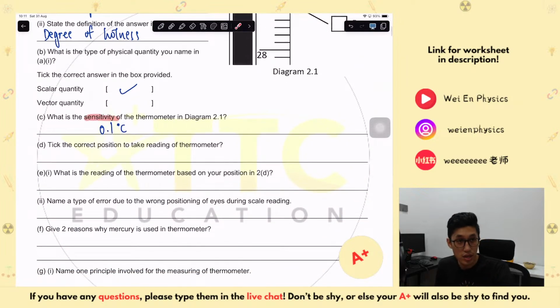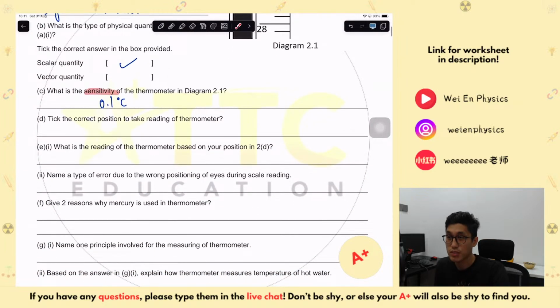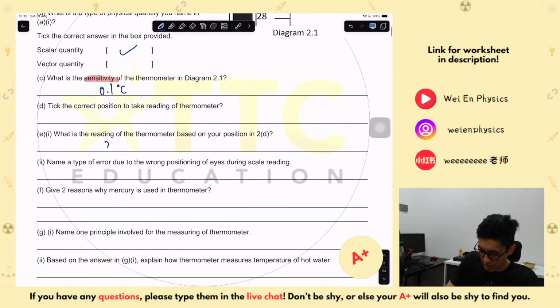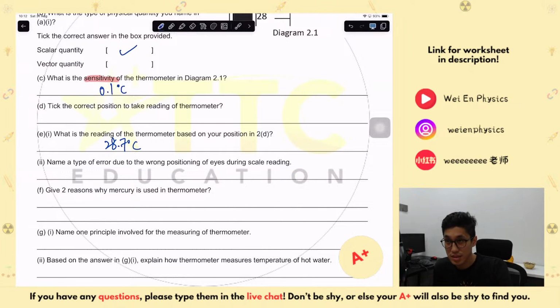Next one. What is the reading of the thermometer based on your position in 2D? We are looking at this line. This is 28.1, 2, 3, 4, 5, 6, 7. So 28.7, again in degrees Celsius.